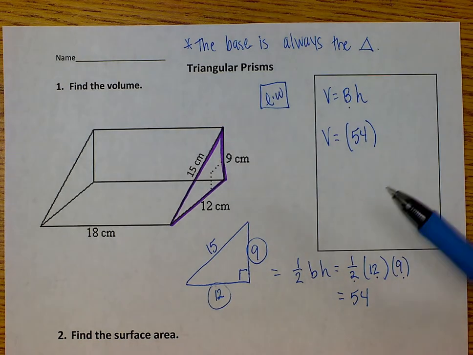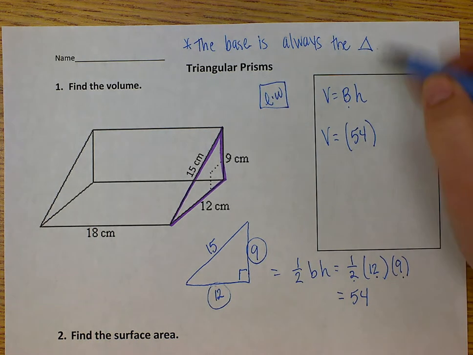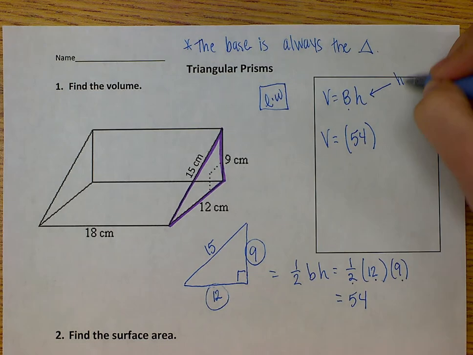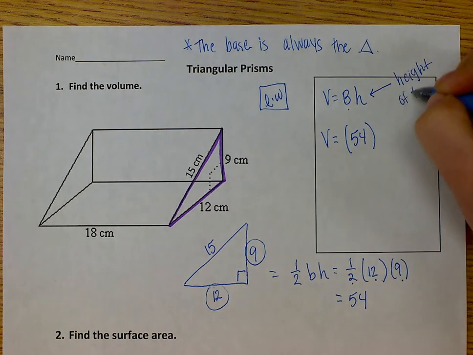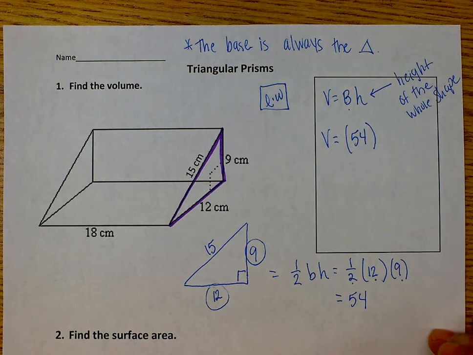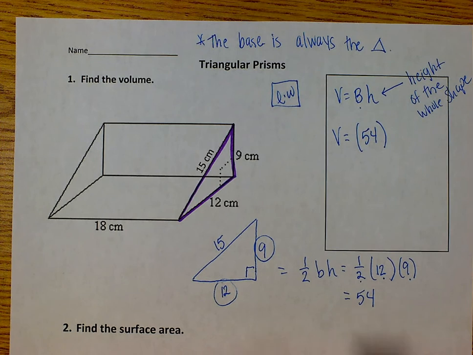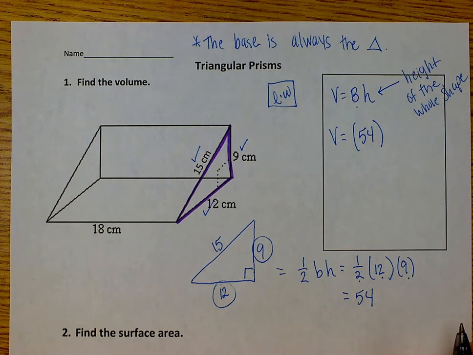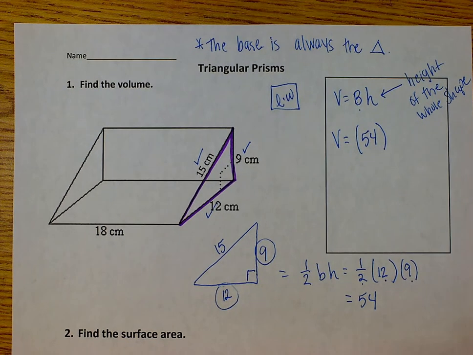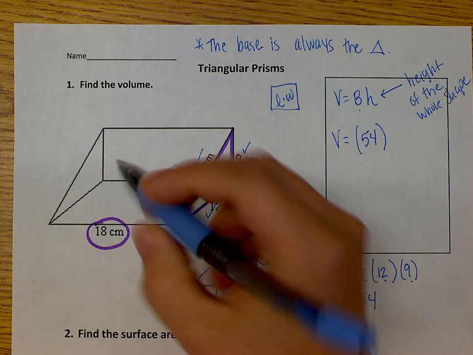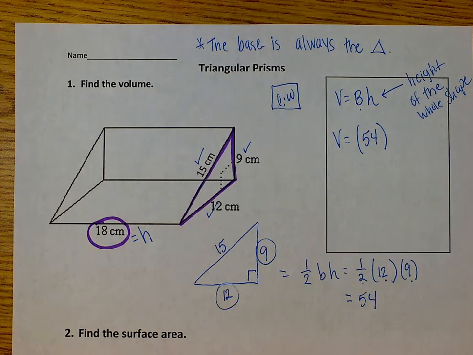Now here's the difference. Now we're talking about the height. I need you to draw an arrow from the letter H. This is the height of the whole shape. Looking at our picture, we've already used the 15, the 9, and the 12. Which other number have we not used for this triangular prism? Right, we have not used the 18. So the 18 is actually the height that we need for the final formula.